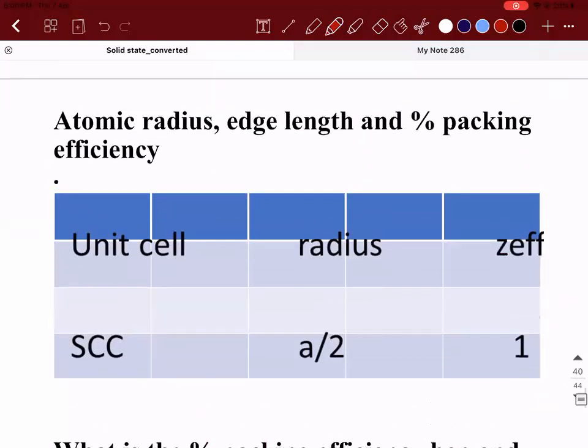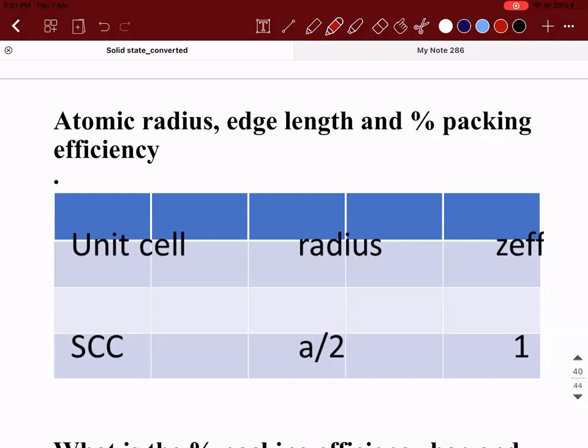We have the atomic radius and edge length, and now packing efficiency. What is packing efficiency? It is how closely it is packed, so that we can calculate what percentage of particles is present and what percentage of voids is present. If voids are present in larger number, that unit cell is not efficient. So that is what we are going to do.